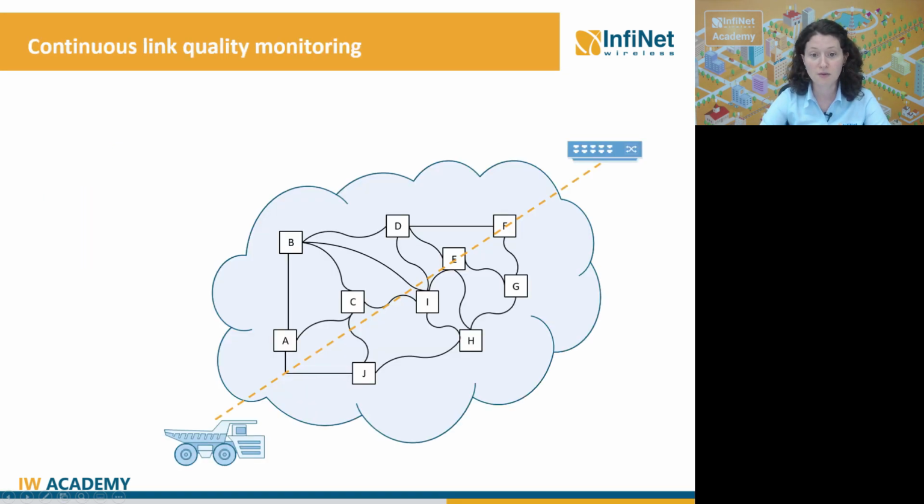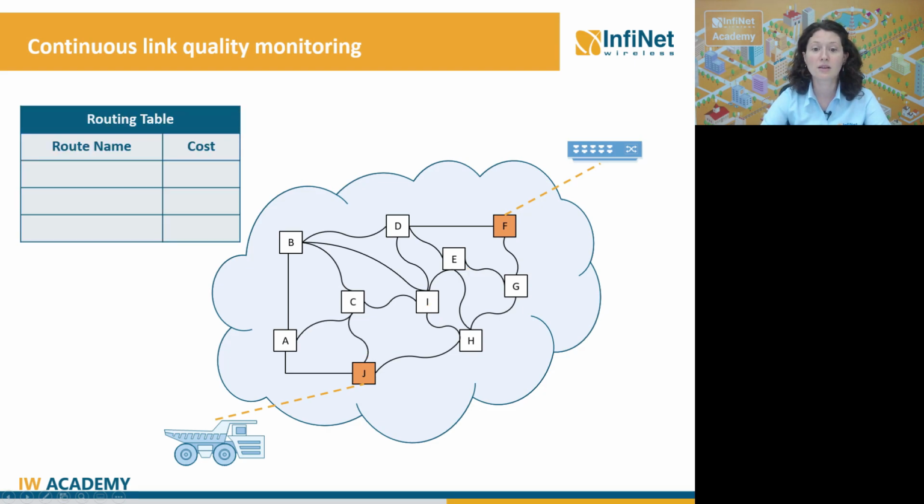This task is of course performed by Mint, and we can see in the picture a network comprised of several Mint nodes. Let's assume that the mobile object is connected to node J and it needs to communicate with the monitoring center that is located behind node F. We will next understand how Mint selects the best path in real time in order to transmit data between node J and node F.